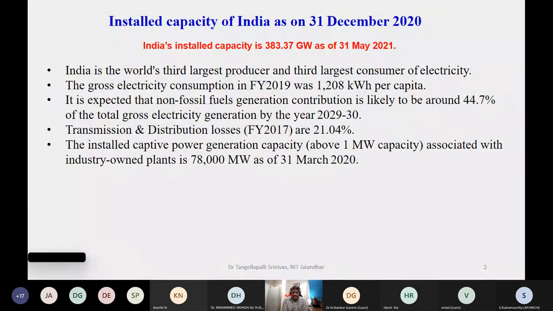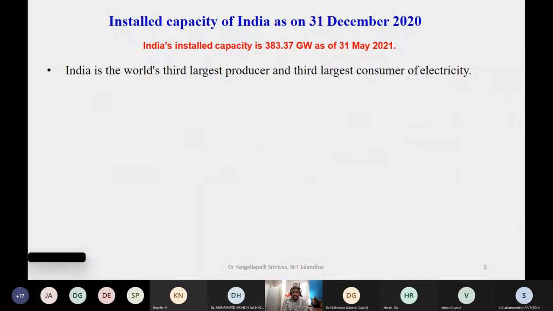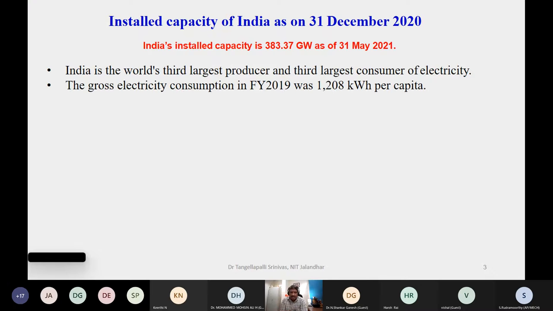Going to these thermal cycles, I want to show the current scenario of power generation, especially at the national level. Today, India's national installed capacity is 383.37 gigawatts, as of May 2021. We are the third largest producer as well as consumer of electricity. The gross electricity consumption in 2019 is 1,298 kilowatt hours per capita, but still it is low compared to the global average, I'd say.